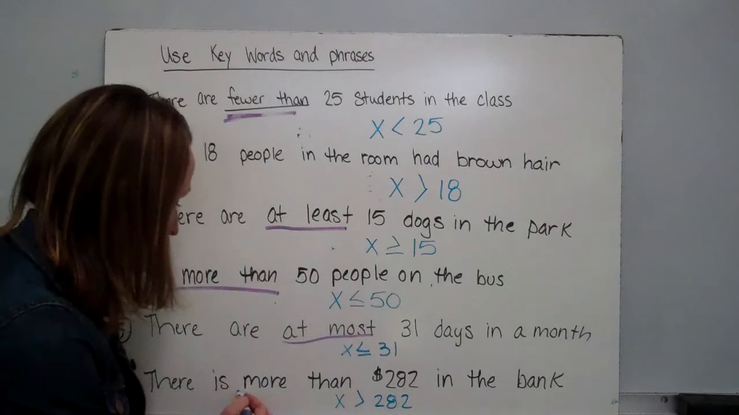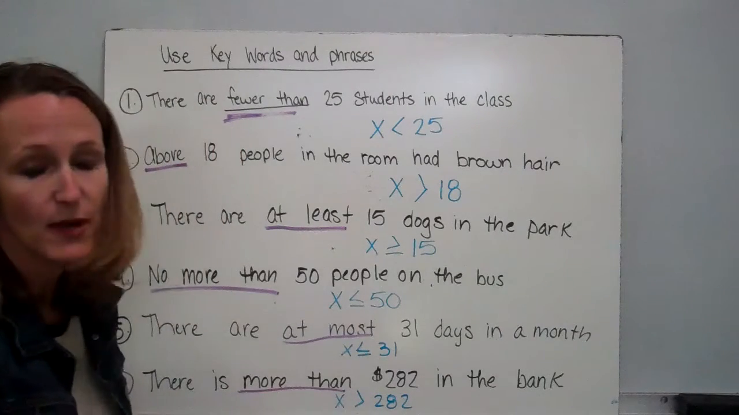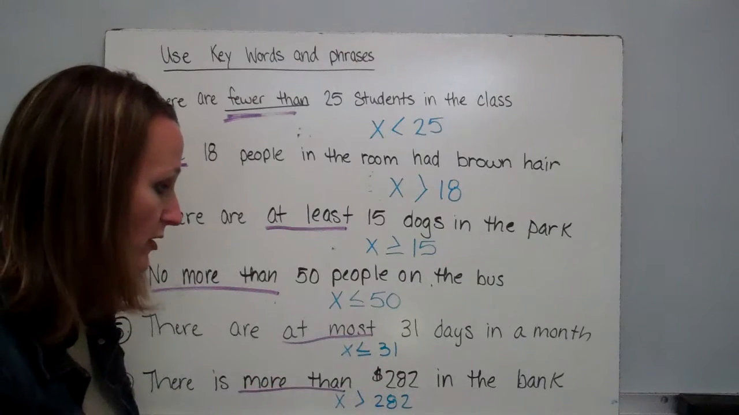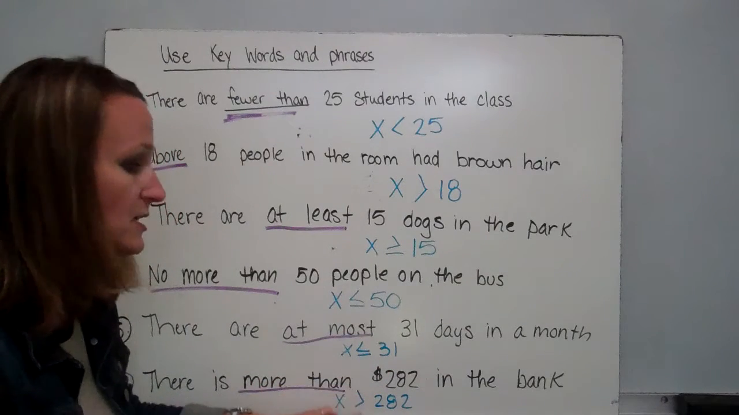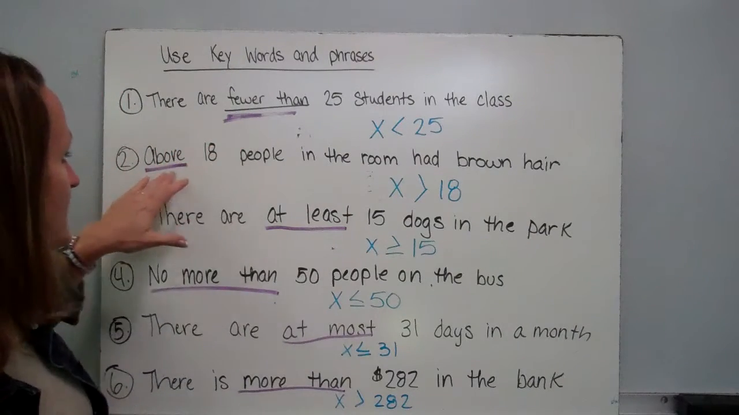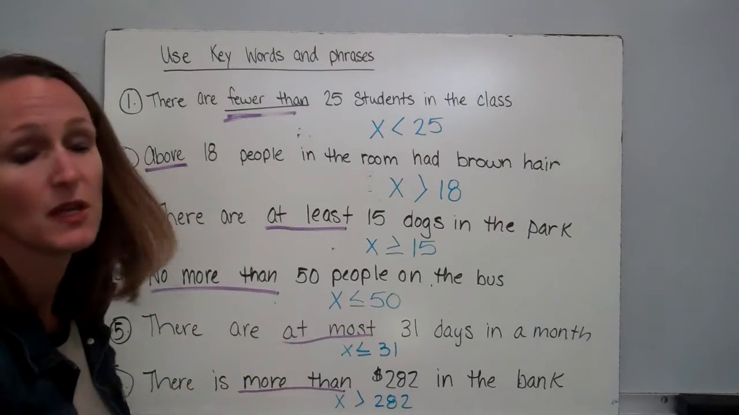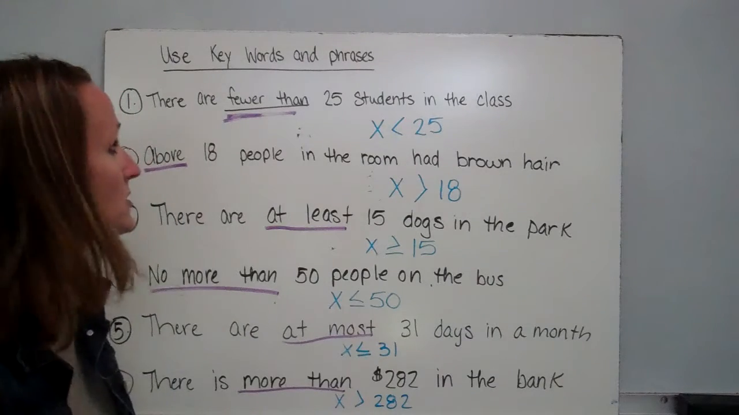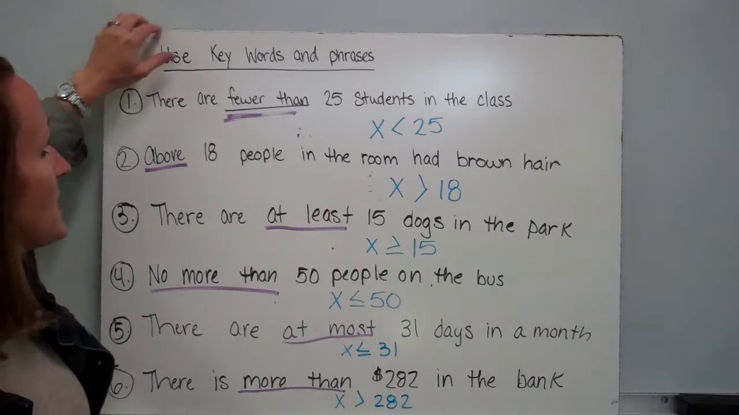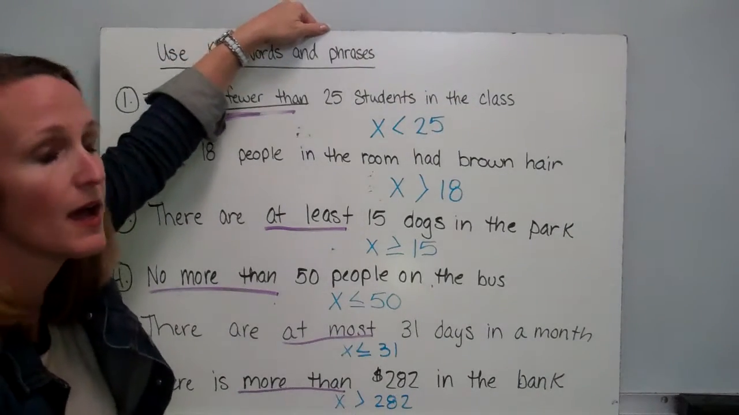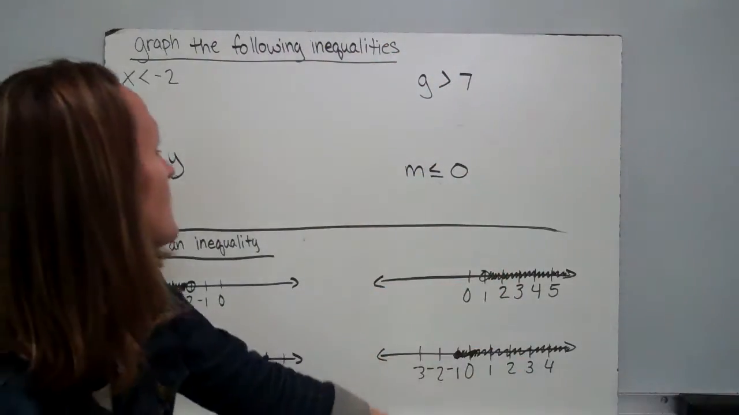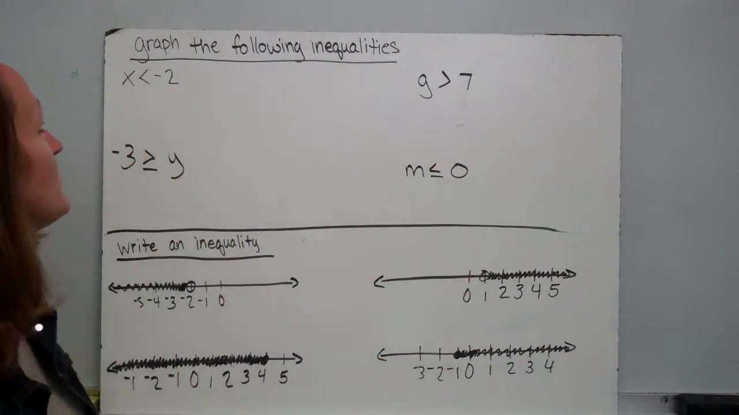If we said there is more than, that's just another way of saying greater than. So when we say there is more than $282 in the bank, we're saying x is greater than $282. These are some phrases that you can fill in to your chart in your notes. Make sure you have copied these into your notes. These are just some of the keywords and phrases that we will see as we talk about inequalities over the next few days.